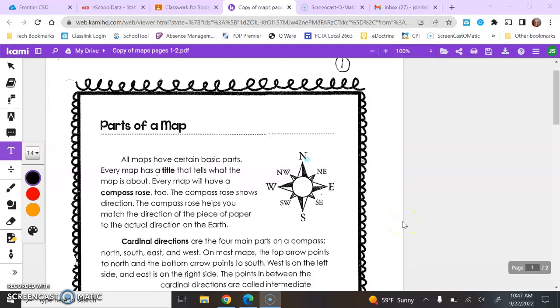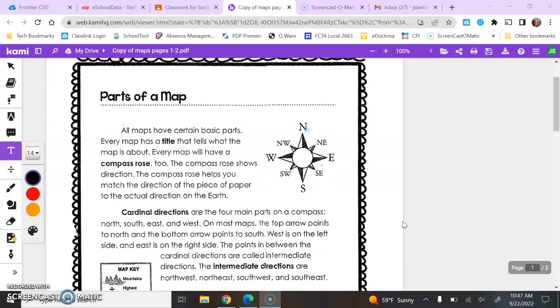Hello, boys and girls. This is Maps, pages 1 and 2. This is what we went over in class today as a group. So this is just for your reference only if you need to come back and revisit it.